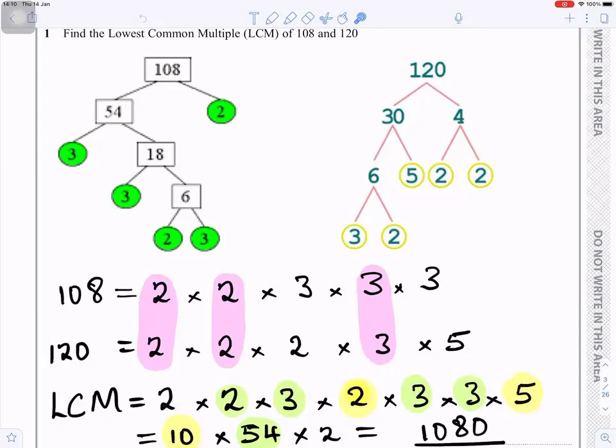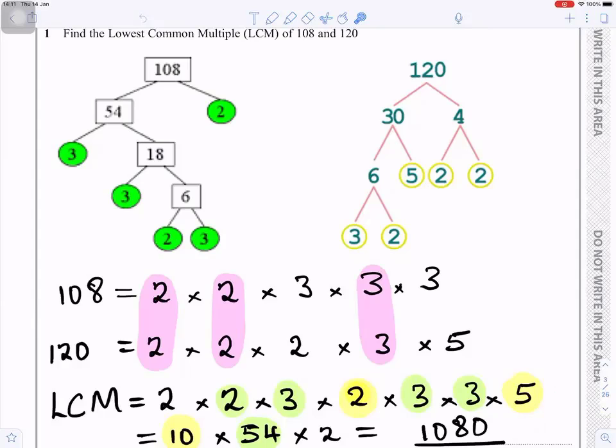Now we look for the prime factors which are found in both lists. 2 is found in both, another 2 and 3. We multiply those ones first. 2 times 2 times 3 will give us the highest common factor. And then we multiply by the rest of the numbers, which are 2, 3, 3, and 5. So it would give you 1080.